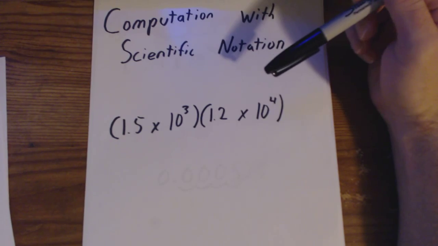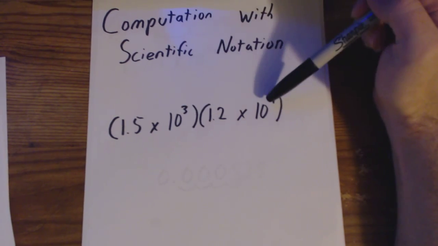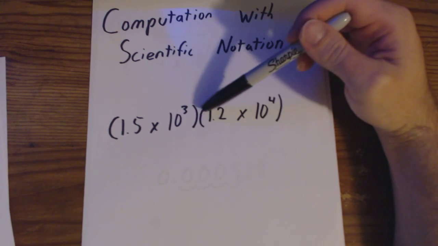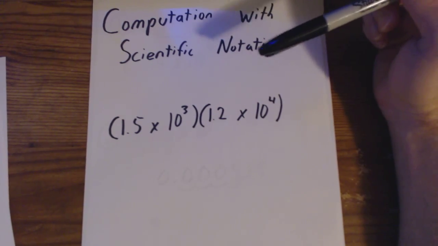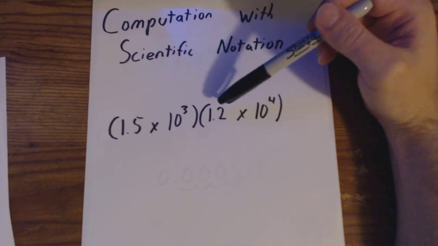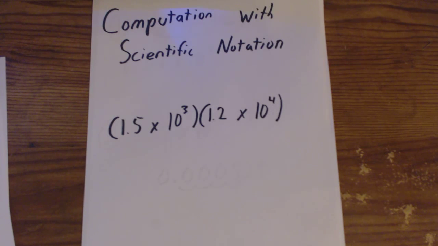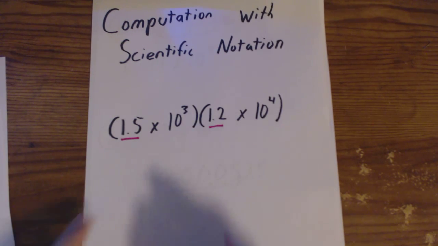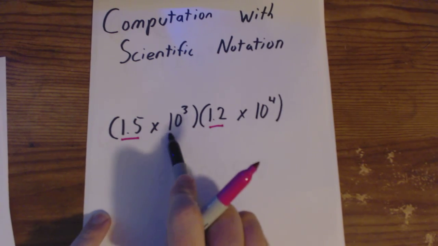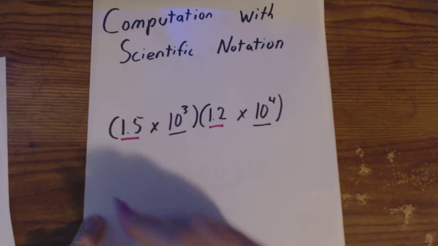First thing to notice is that we have two things being multiplied in parentheses and two things being multiplied in parentheses. Multiplication is going on between those parentheses. Now, if you remember back to your properties of multiplication, the associative property allows us to reorganize how they're grouped. So that is going to be the first thing we're going to want to do with this. If you notice, we have a 1.5 and a 1.2, and we have a 10 to the third and a 10 to the fourth. So I'm going to change this order a little bit.